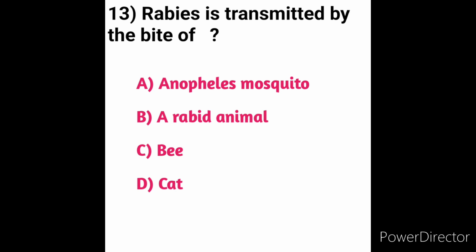Here, rabies is transmitted by the bite of a rabid animal, option B. For example, a rabid dog transmits rabies. So here option B is the correct answer. Rabies is transmitted by the bite of a rabid animal. Next we will move on to question number 14.